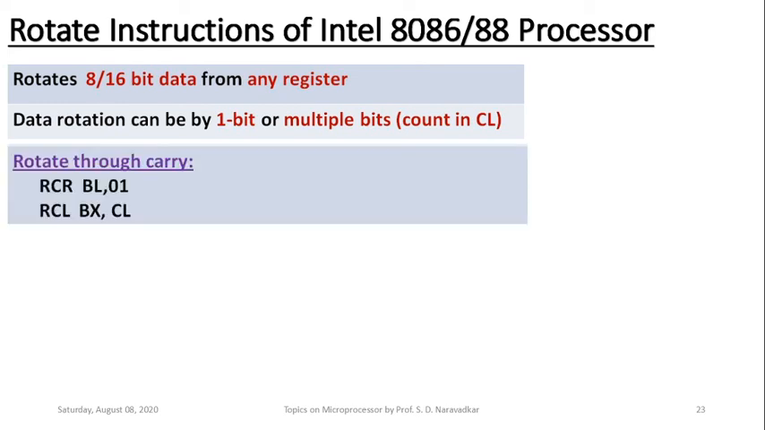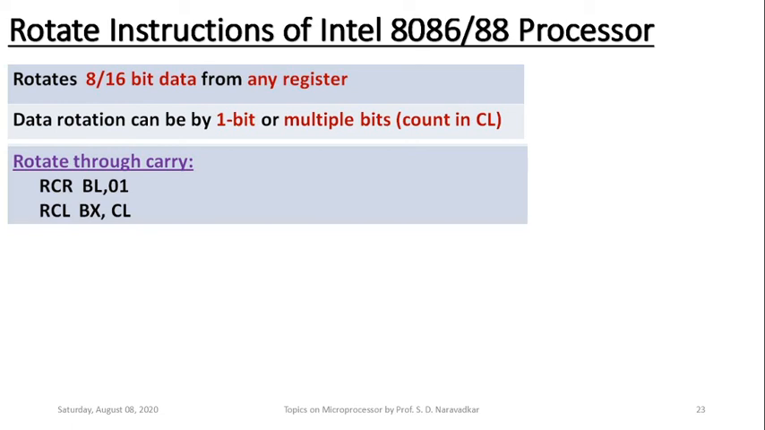Okay, some examples are written here. Rotate through carry, some examples are written. Rotate right through carry is the first example. RCR BL, 1. Whenever the data rotation is by just one bit here, that count can be directly specified within that instruction. You can observe it contains BL, that is 8 bits of data on which I want to perform a rotate right through carry, just by one position here. That's why the count is written within that instruction. Instruction number 1 is shown now.